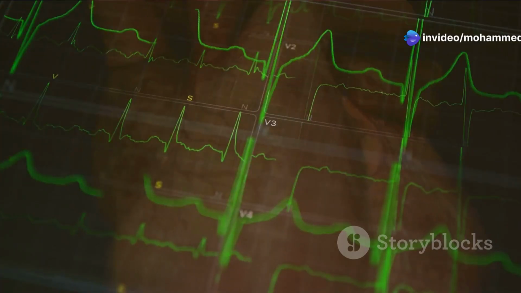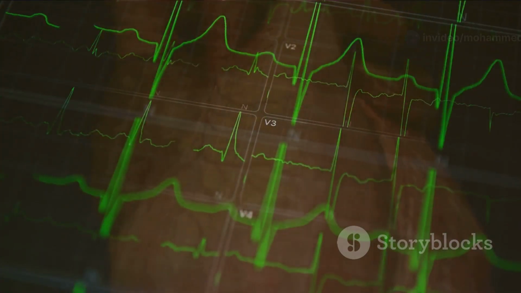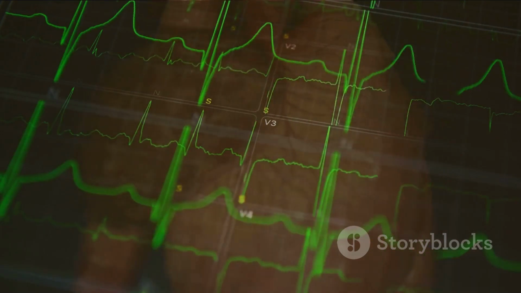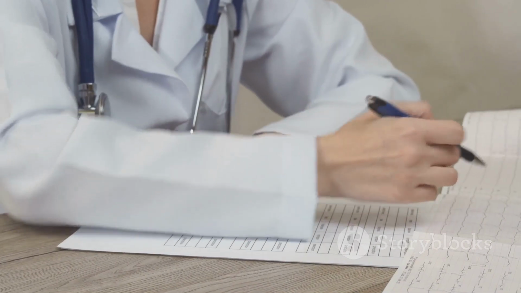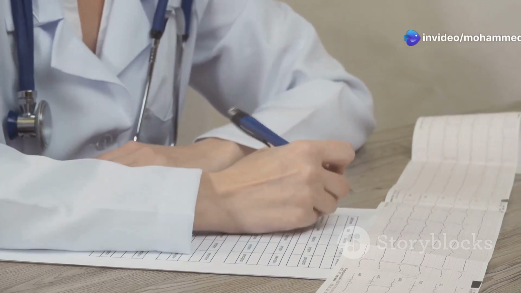The P wave represents the electrical depolarization of the atria, meaning the electrical activation that causes the atria to contract. The QRS complex, a group of 3 waves, represents the depolarization of the ventricles, leading to their contraction.